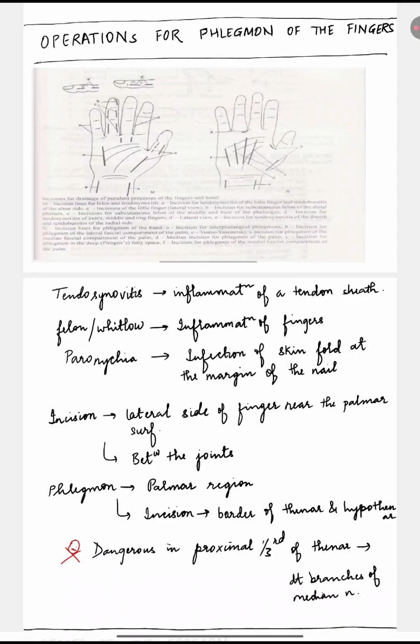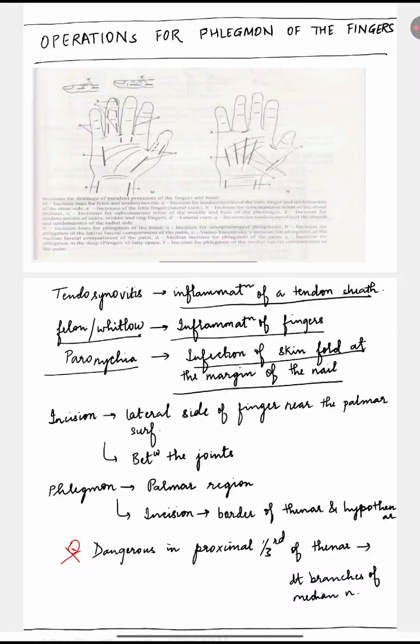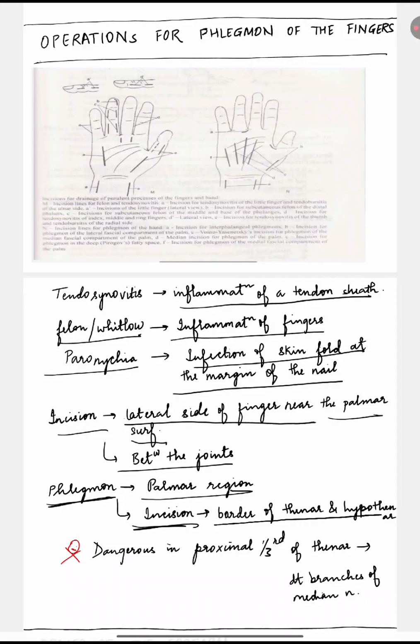If we have tenosynovitis, inflammation of a tendon sheath, felon or panaritium, inflammation of the fingers, or paronychia, infection of the skin fold at the margin of the nails, we need to perform an incision on the lateral side of the fingers near the palmar surface, between the joints. If there is a phlegmon in the palmar region, the incision must be at the border of the thenar and hypothenar muscles. It is dangerous in the proximal 1/3 of the thenar due to the branch of the median nerve.